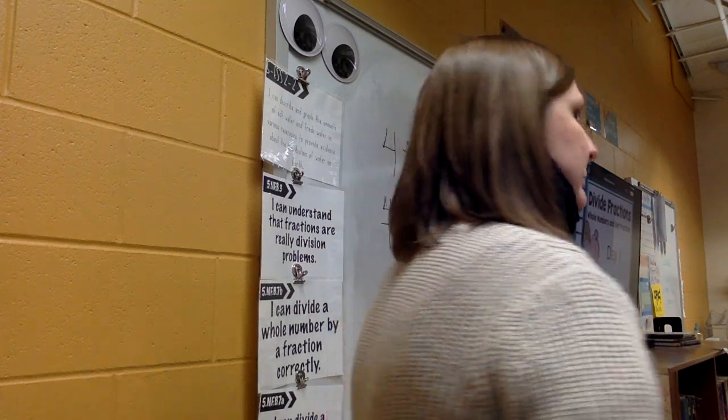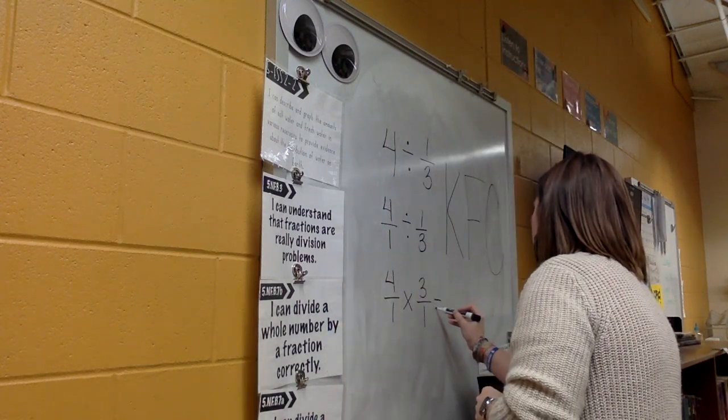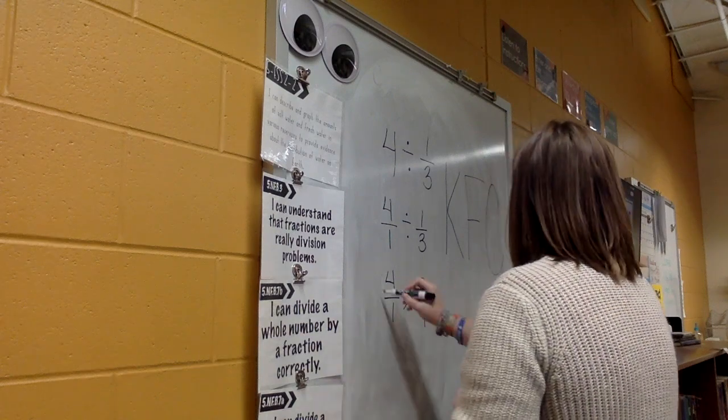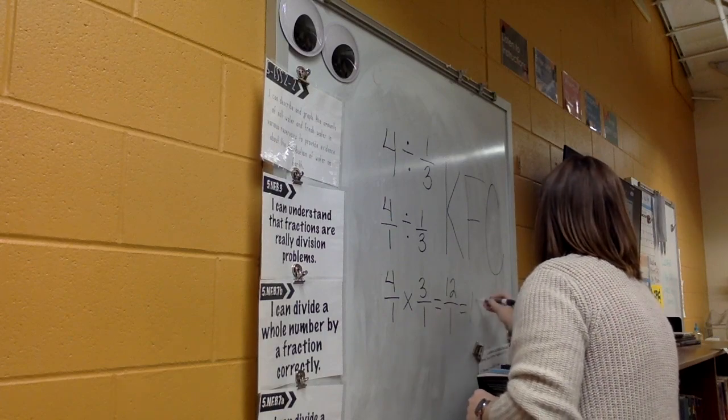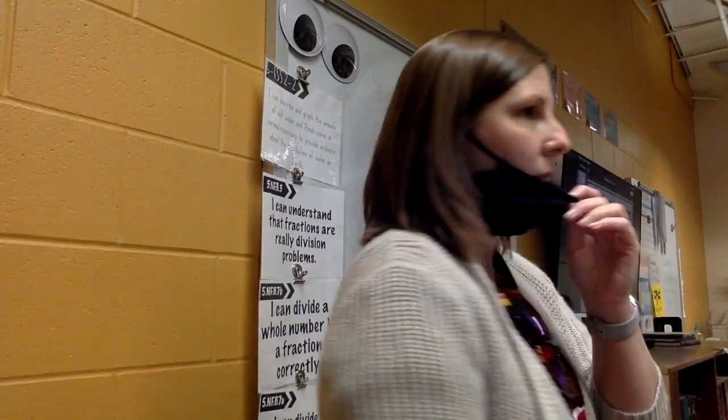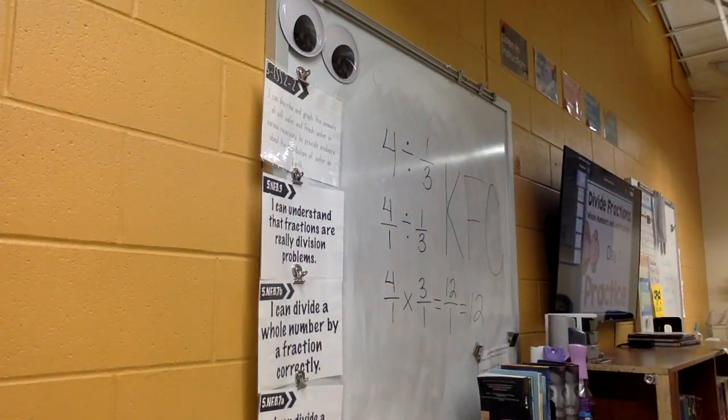Then you solve it. When I multiply fractions, remember you multiply straight across. So what's 4 times 3? 12. Over 1 times 1, which is the same thing as 12. So easy. That's it. It's not always going to turn out that way, but with unit fractions, a lot of the time when you have a whole number first, your answer will be a whole number.